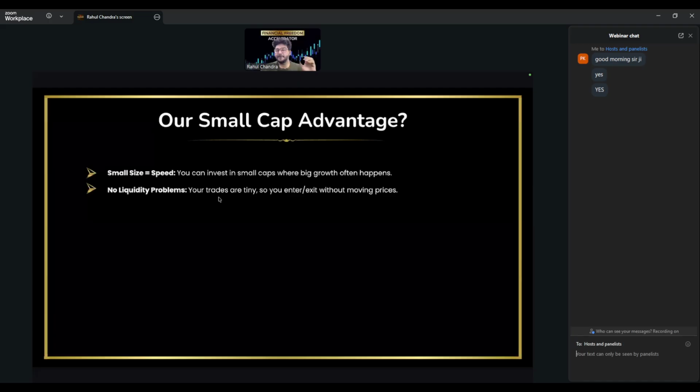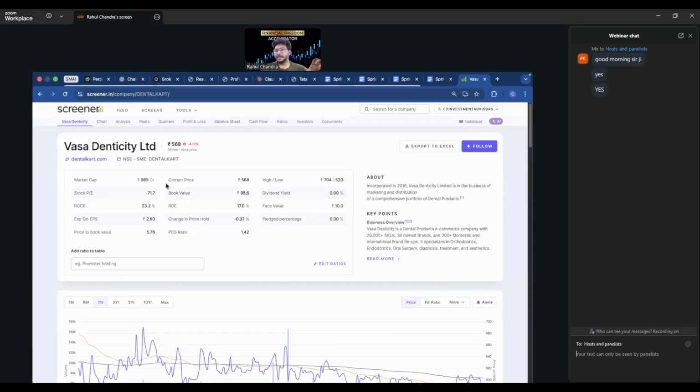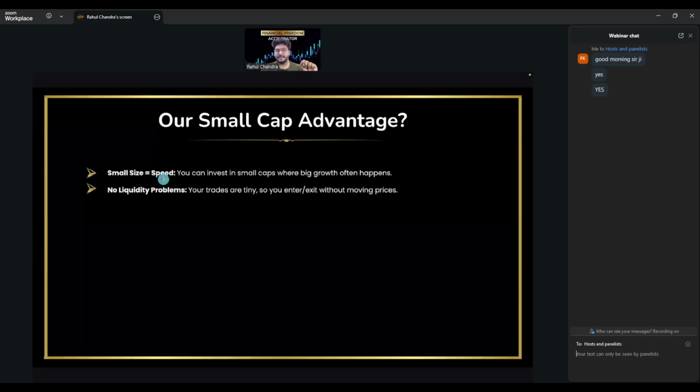What's the second thing? No liquidity problem. Because your trades are tiny, you can enter and exit in a single day, instantly, without moving the prices. If you invest 1 lakh rupees in a small cap, it has ample liquidity to cater to you. Will it move prices? Will your 1 lakh rupees make any difference to the 985 crores? Now it becomes a drop in the sea again. So that is an advantage. We don't face a liquidity problem, the big players do. We don't face a speed problem, the big players do.